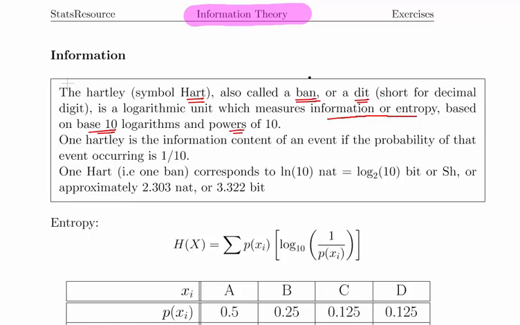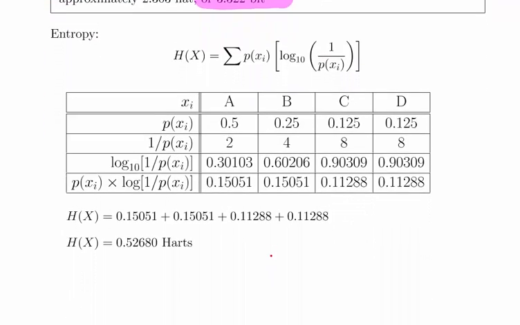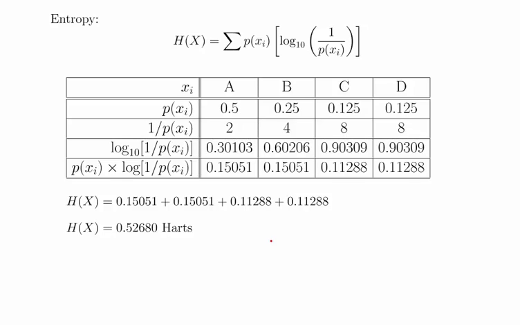Usually I would work with bits, and that would be base 2, but this is just for the sake of variety. So just as a quick remark, one Hartley or one ban should correspond to 3.322 bits. Okay, so I'm going to work out this example down below, and I'll quickly compare it to the binary approach, the base 2 approach to it.